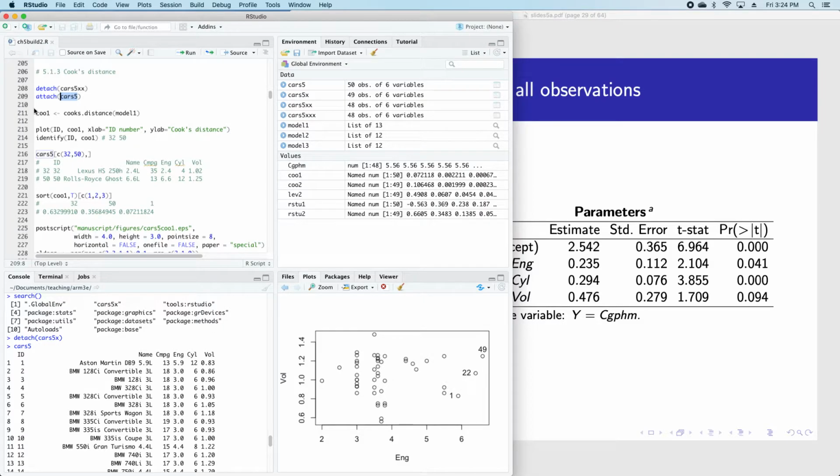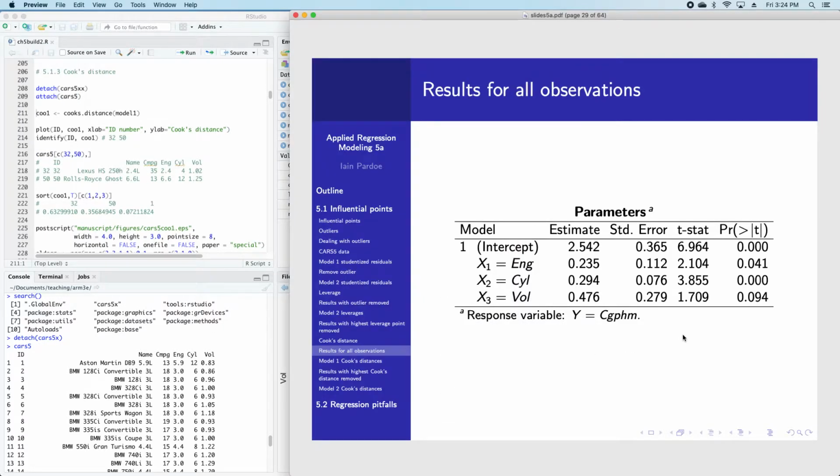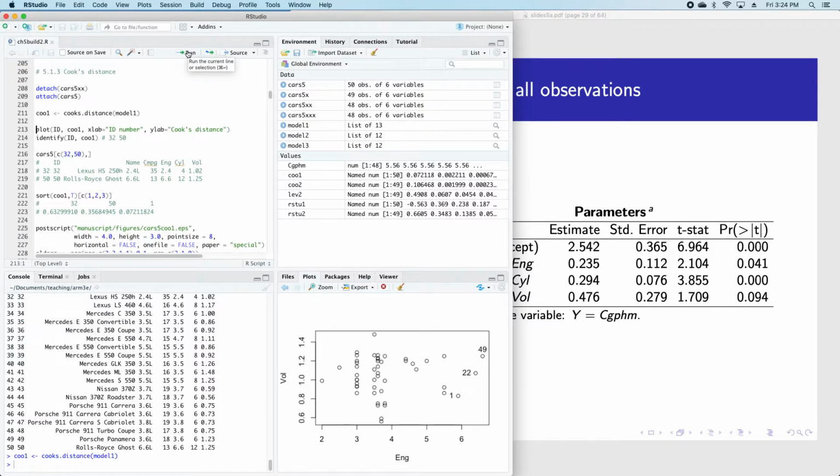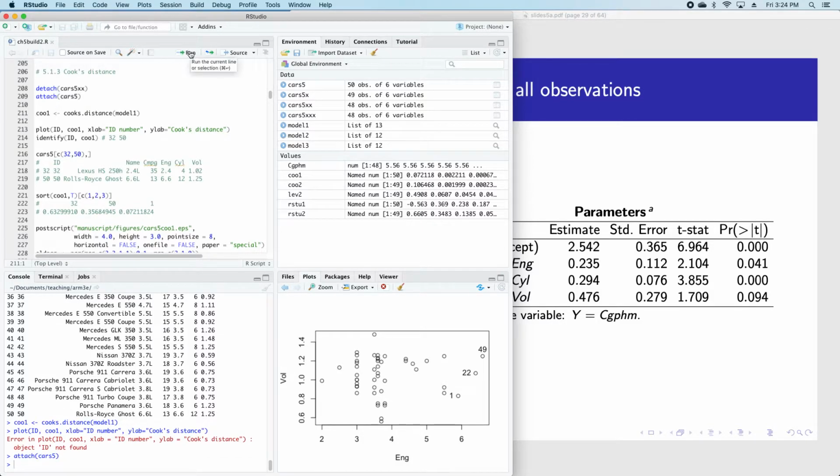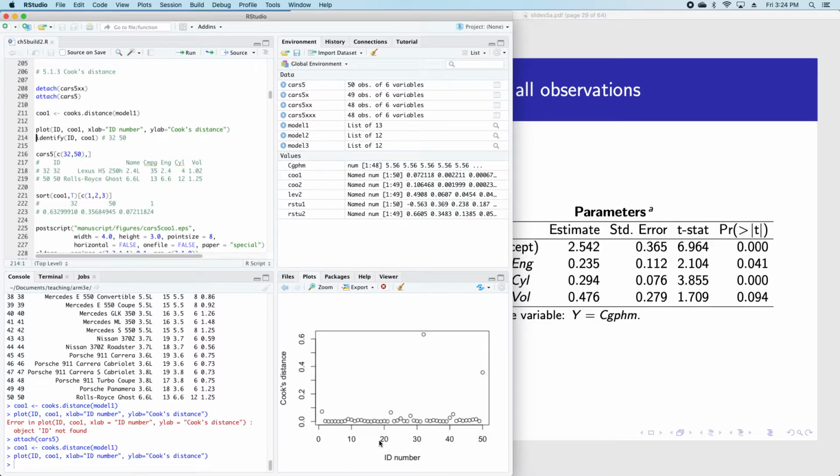So that first model has all the cars in it. These are the results, and we can calculate the Cook's distances. I need to attach the data set first, so let's do that again. Okay, there we go. So here's a plot with Cook's distance on the vertical axis. On the horizontal axis, it doesn't really matter what I plot. I just need something that's going to spread the points out so I can identify individual points. In this case, I've got high ID numbers in the data set, and so that spreads the points out nicely.